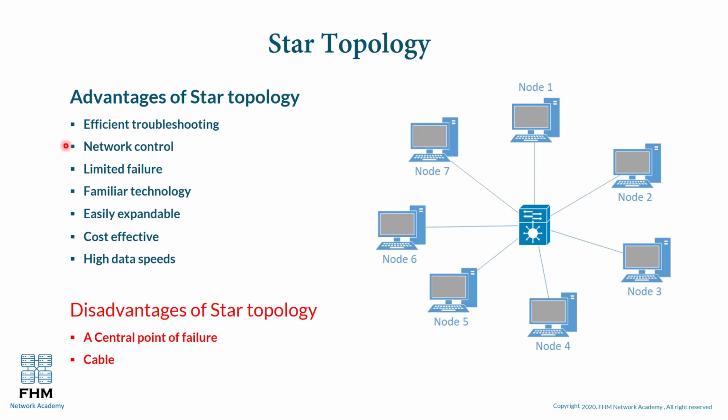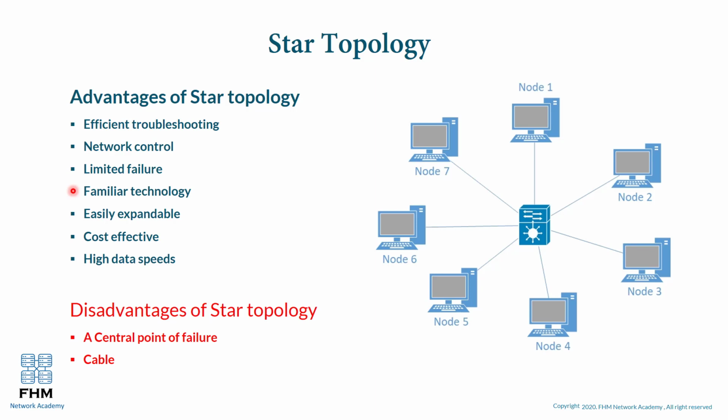Network control is another advantage of star topology. I mean, complex network control features can be easily implemented in the star topology. Any changes made in the star topology are automatically accommodated. Limited failure: I mean, as each station is connected to the central hub with its own cable, failure in one cable will not affect the entire network, unlike bus or ring topology. Familiar technology is another advantage of star topology, as its tools are cost-effective.